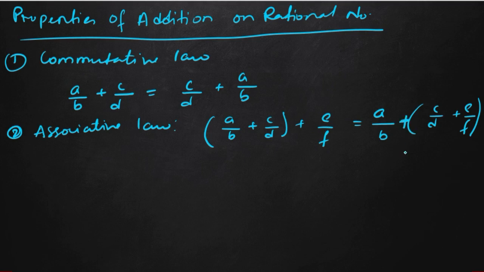Okay. Number 3 is existence of additive identity.